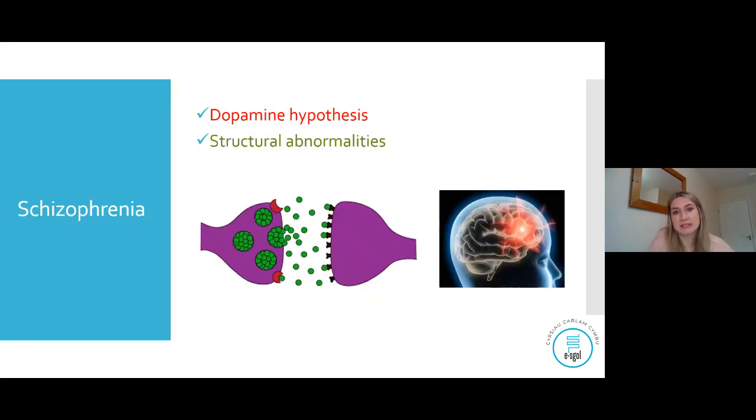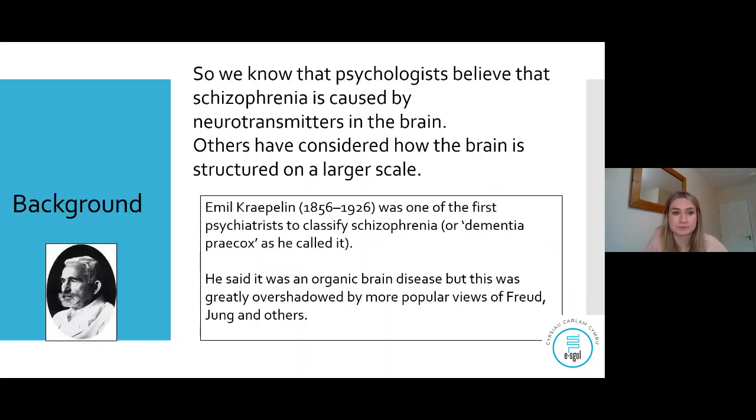Okay, so we've looked at the dopamine hypothesis, that was the previous session, and today is all about structural abnormalities. We're looking at the structure of the brain and the changes and the differences that people with schizophrenia might have in their brain. So let's start with a little bit of background on this. So we know psychologists believe that schizophrenia is caused by neurotransmitters in the brain. That is what the whole of the dopamine hypothesis is about. They say it's too much dopamine. They say that it's focused in your limbic system between the mesolimbic and the mesocortical pathways. We know that. But others have considered how the brain works on a much larger scale.